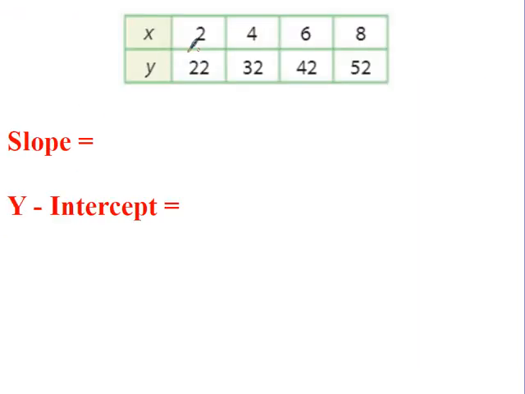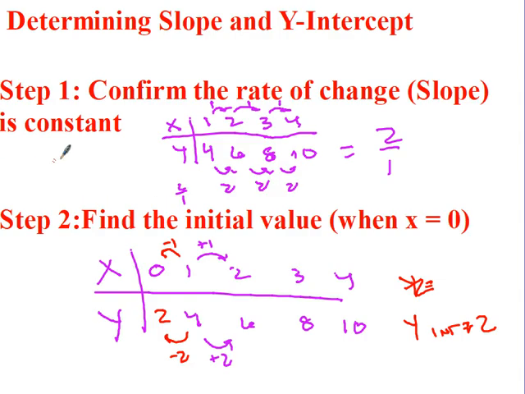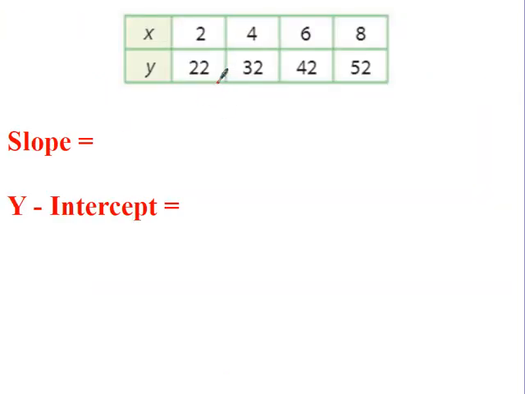All right. So here we go. I want to figure out the slope and the y-intercept of this particular table, and I want to do so by following these steps. So step 1 is to confirm the rate of change. The slope is constant. So I need to confirm that my rate of change is constant. So let's see, we're going up 10, up 10, up 10. That's a good sign.